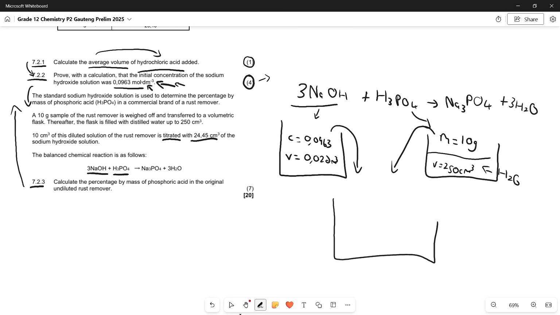because then they're adding these two together. They said 10 centimeters cubed of the diluted solution of the rust remover. So they only took a little beaker out of here to scoop up some of the volume. So it wasn't all 250 centimeters cubed. It was only 10 centimeters cubed over here that they were pouring into this mixture. The rust remover is titrated, meaning that it's balanced.